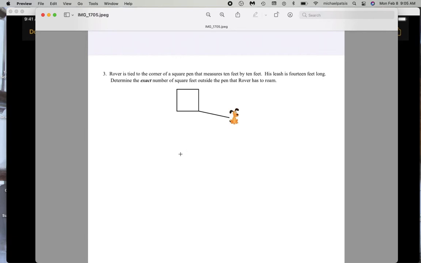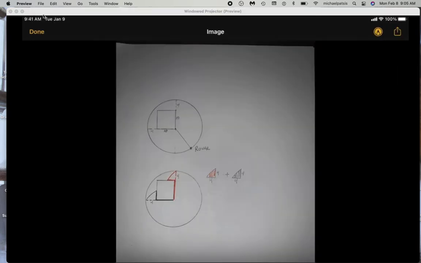Now, he can't go completely around because when this leash butts up against the corner of the building, he's going to be restricted. So the answer to this problem is not a circle with a radius of 14, like so. Rather, you have to consider this leash being inhibited by the corner of this building. So I went ahead and depicted that in this drawing.